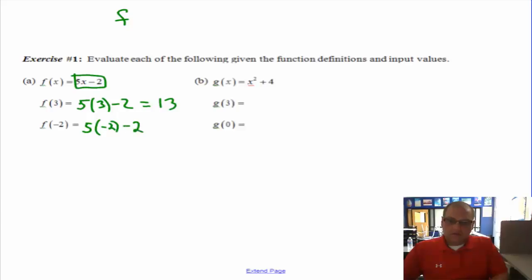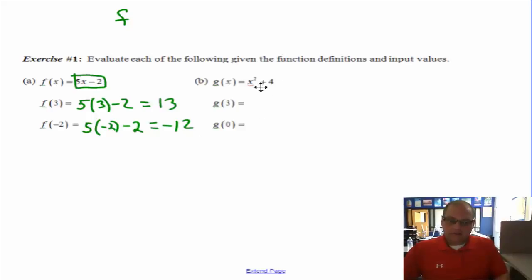And then minus 2, because that's part of the function, 5x minus 2. 5 times negative 2 is negative 10. Minus 2 more is negative 12. So we get negative 12 for our output. Okay? So we input 3, we get an output of 13. Input negative 2, output negative 12. So x is 3, y is 13. When x is negative 2, y is negative 12.